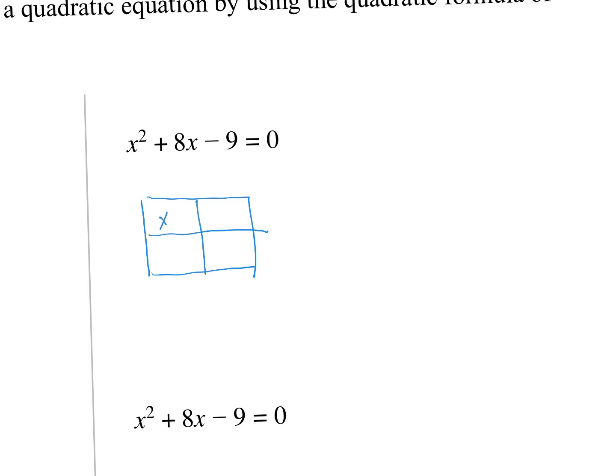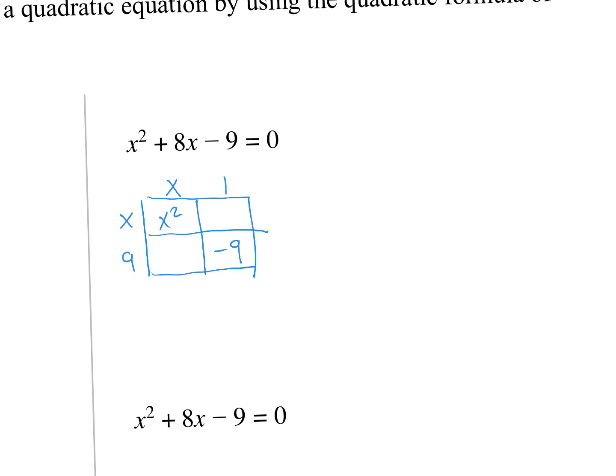The first one is going to be x squared. The last one is negative 9. I know that x times x makes x squared. Two factors of negative 9: there are 9 and 1, and 3 and 3. I notice this is a negative, so it has to be a subtraction, right? One has to be positive, one has to be negative, so you are looking for a difference. 9 and 1 is the only one that gives me a difference of 8. So I'm going to use 9 and 1.